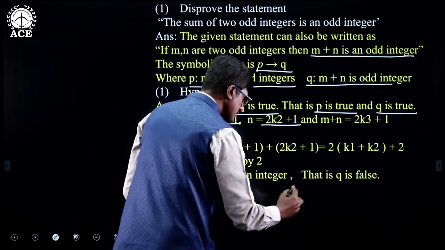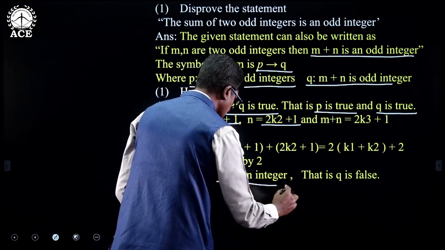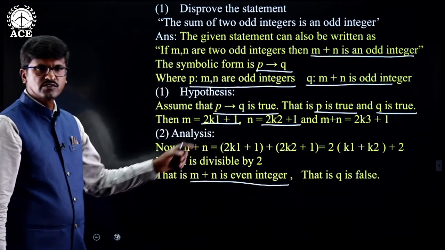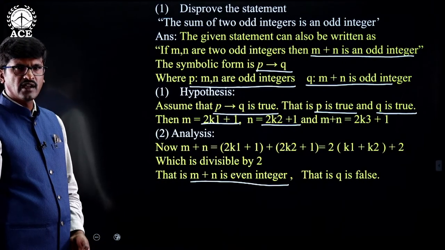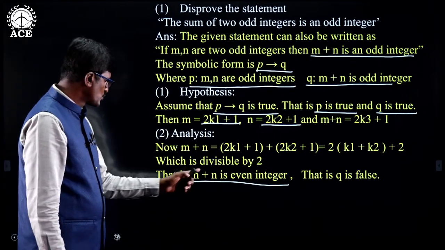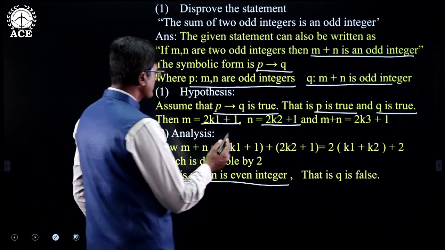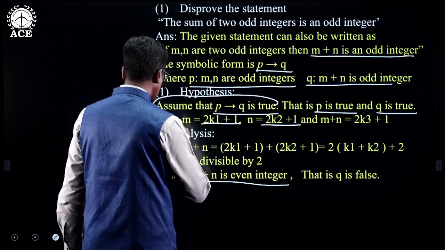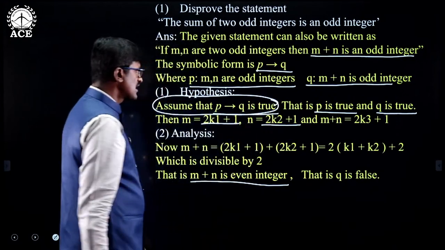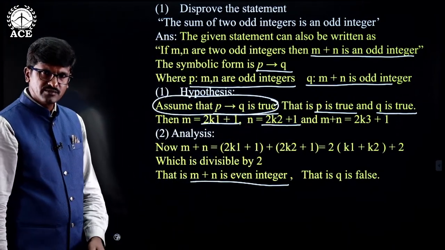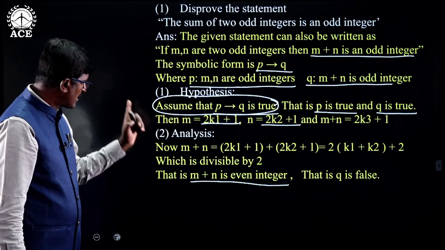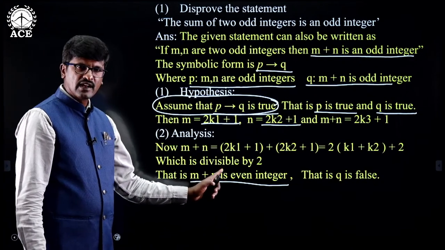But what we are getting? M plus N is an even integer. That is the contradiction to the hypothesis. We are getting this contradiction because of the wrong assumption. What is the wrong assumption? P conditional Q is false is the wrong assumption. Because of that wrong assumption, we are getting the contradiction here.